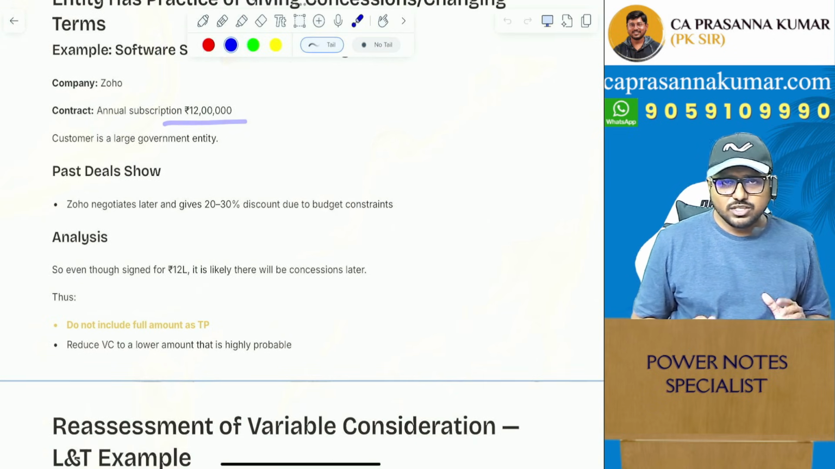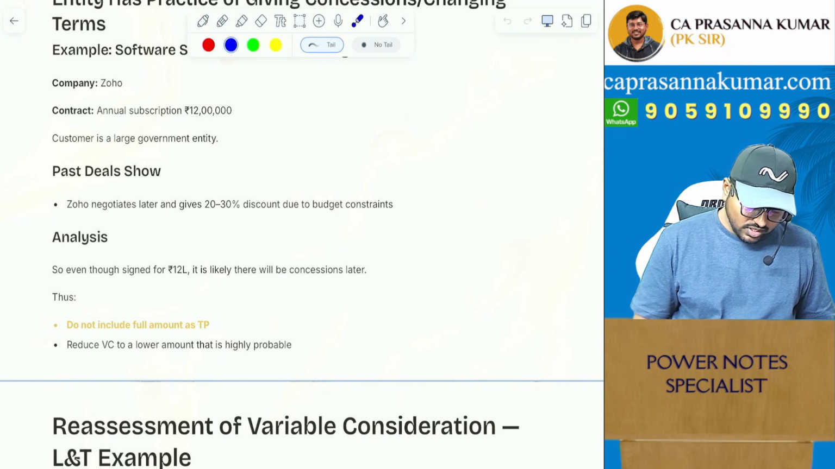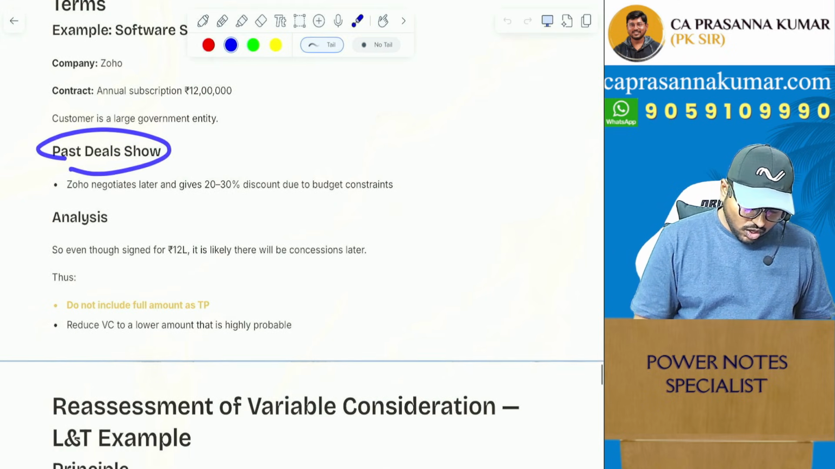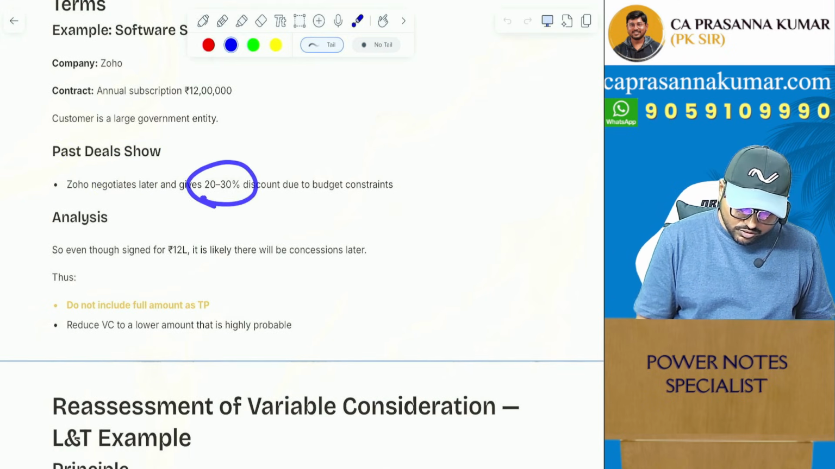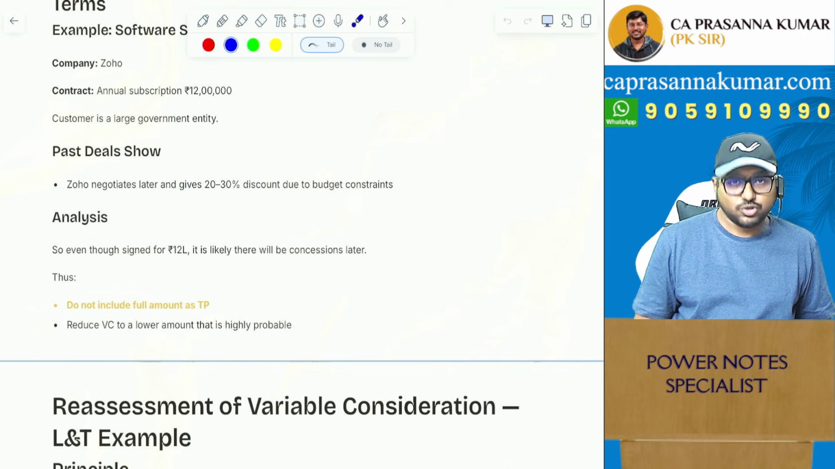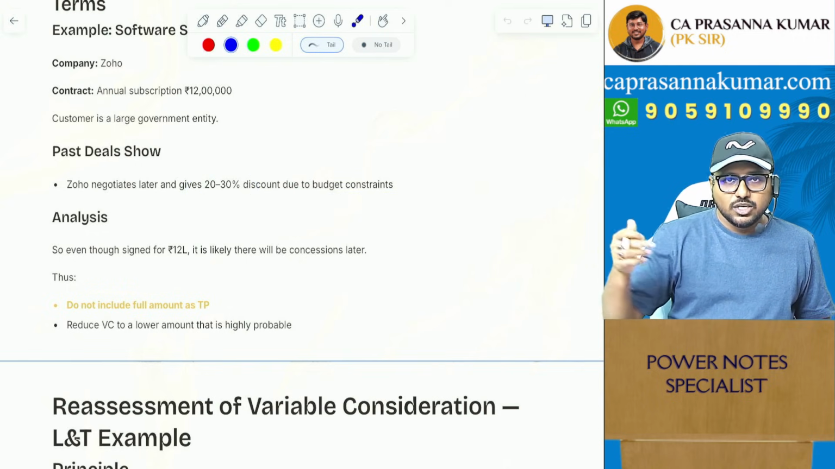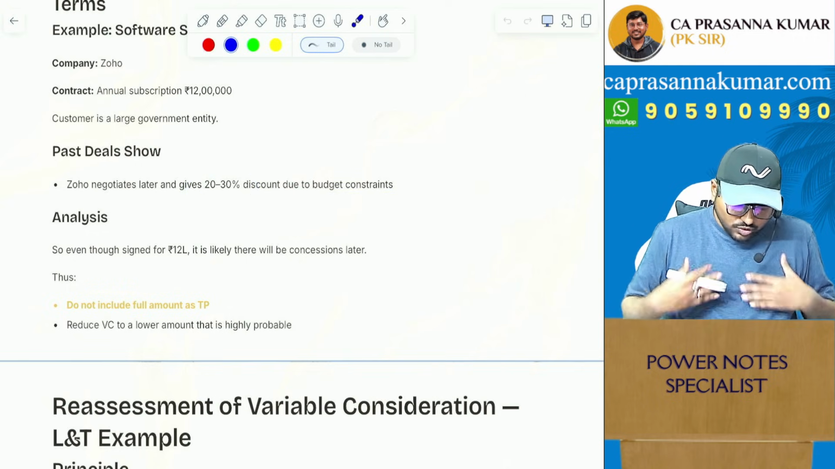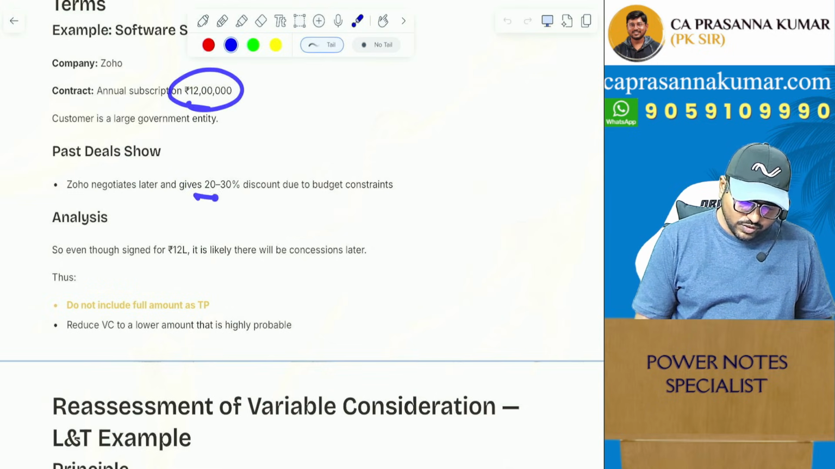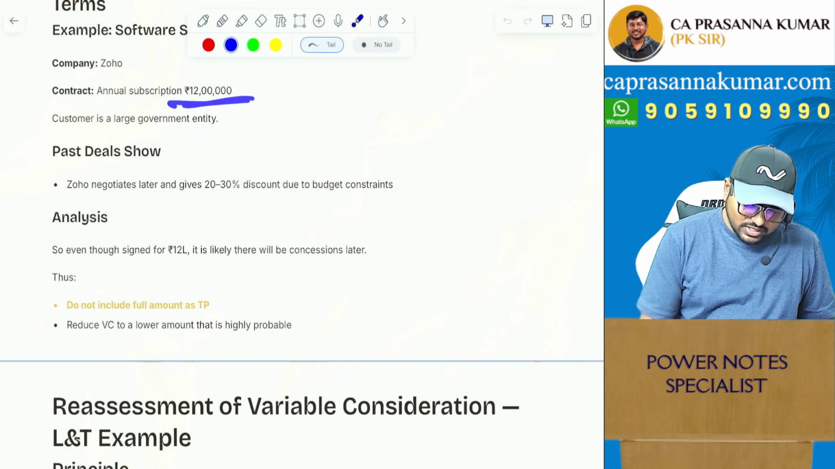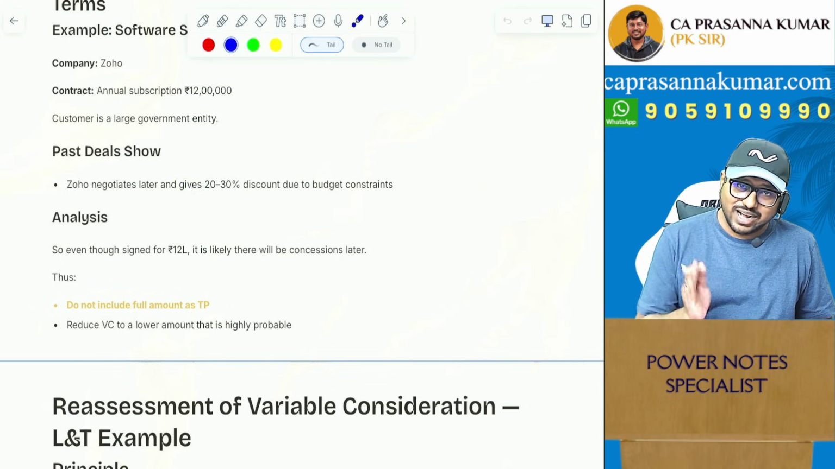Annual subscription, initially Zoho says that it's going to be 12 lakhs. But if you look at the history of Zoho, always they negotiate later and they'll give 20 to 30% discount due to budget constraints, usually. That's what they have been doing. So once you know that you are Zoho, you need to understand that anyway you're going to give that 20 to 30% discount.